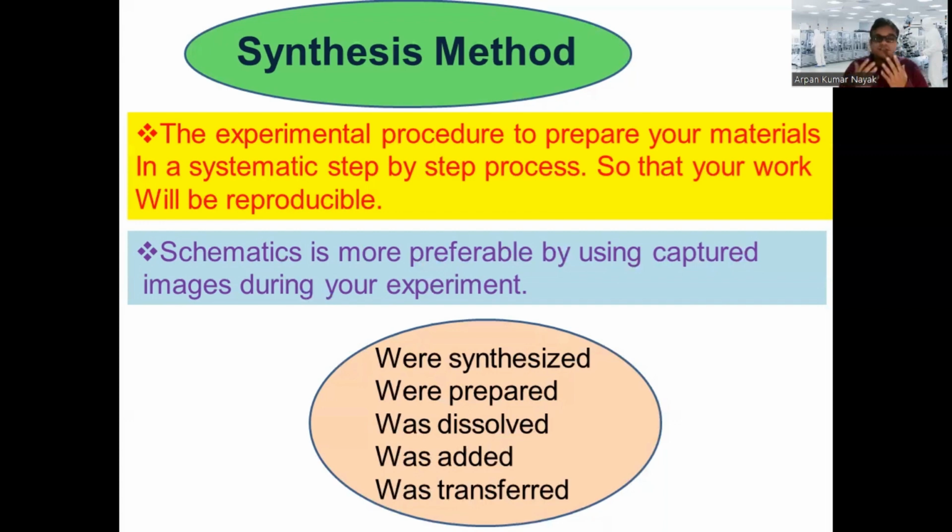Next, as I told you, when you write, use the past tense, like these materials were synthesized or this material was synthesized, were prepared or was prepared. Based on whether it is a plural or singular form, you can use was or were synthesized, was or were prepared, was dissolved, was added, was transferred. You can utilize all of this when you write your manuscript.